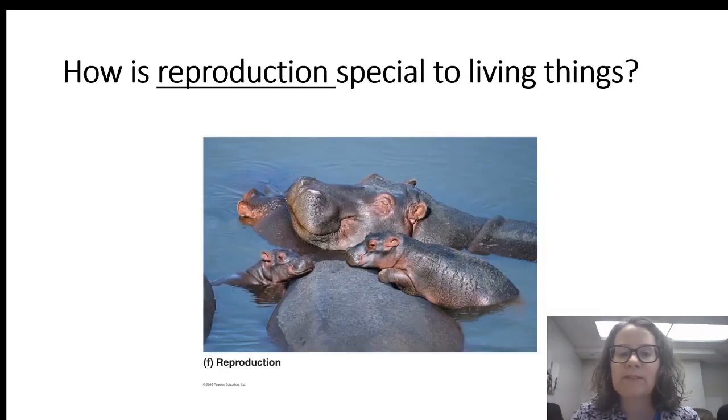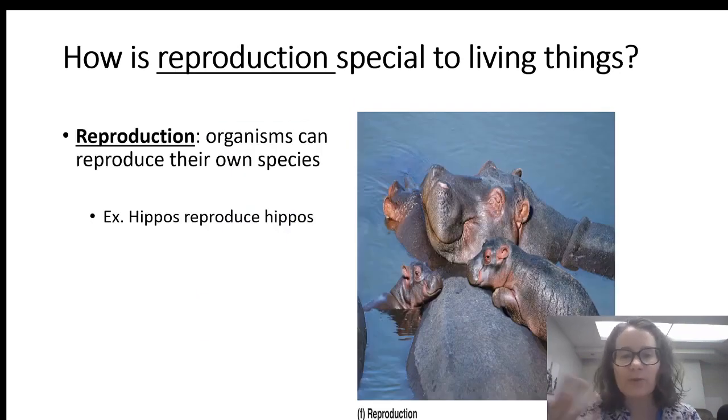The next property of life is reproduction. And for living things, you know that rocks don't reproduce themselves, but living things have the ability to reproduce, not willy-nilly, but reproduce their own species. So hippos are going to reproduce to make more hippos, crocodiles to make more crocodiles, humans to make more humans. And this reproduction is a really special feature of living things, again, differentiating them from non-living things like rocks.